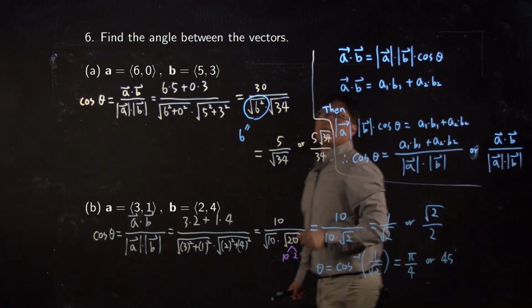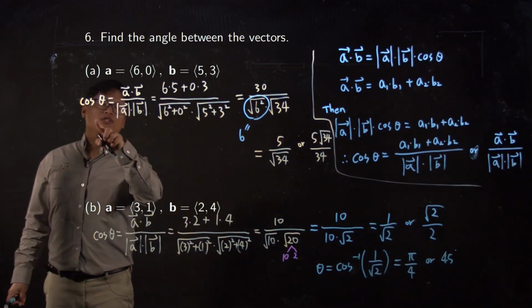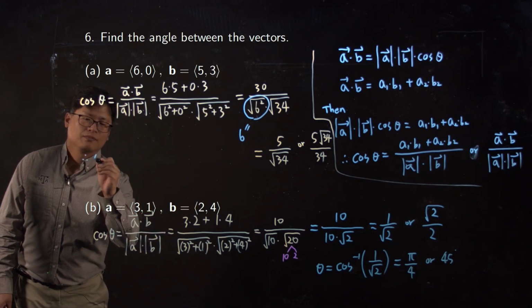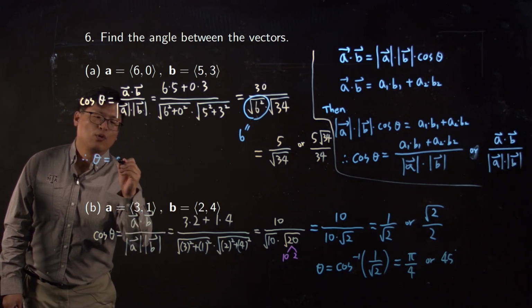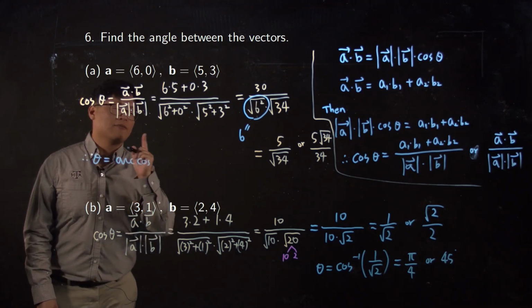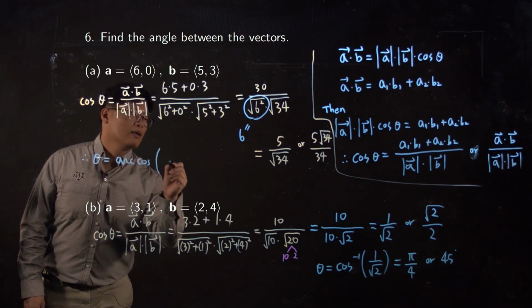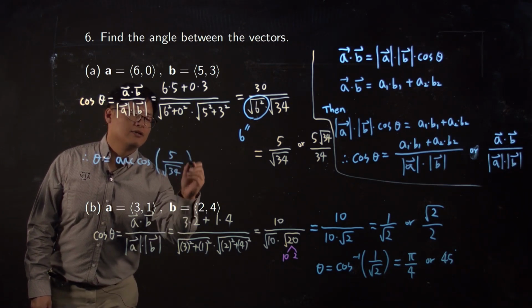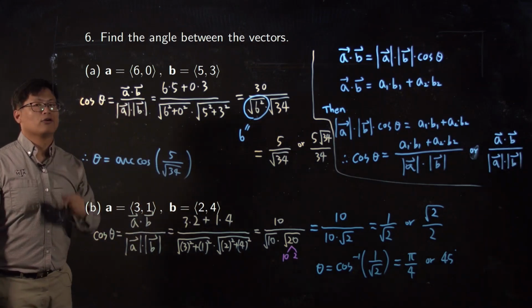And let me come back to part A. I missed that. So this was cosine theta, okay? Then what is theta? It is cosine inverse, or we can say arc cosine. But keep in mind, arc cosine and cosine inverse are the same thing. For this case, there's no way to calculate this by hand, so you have to use a calculator, okay?